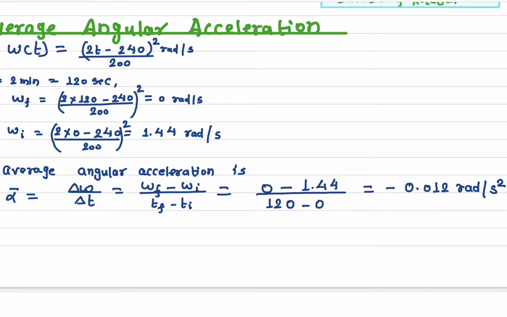Again, what does the negative sign mean? The negative sign means the angular speed is decreasing. That means the turbine is coming to a stop, or its angular speed is decreasing over time.